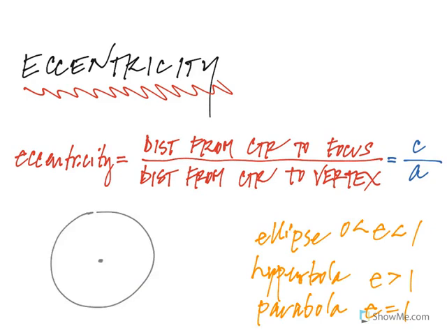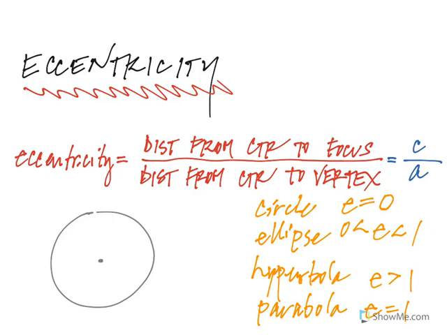And then lastly, you have a circle. And you can also actually think of a circle as being an ellipse where the two denominators are the same. So the distance from the center out to either one of the vertices is going to be identical. So in this case, your C, center to focus, is actually 0 over A. So for circles, your eccentricity is equal to 0.